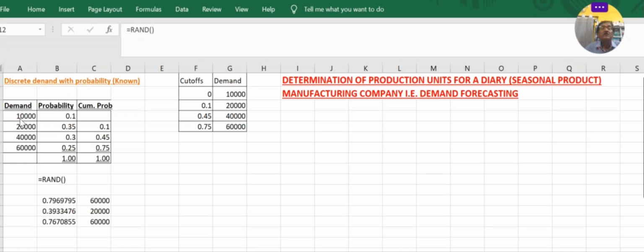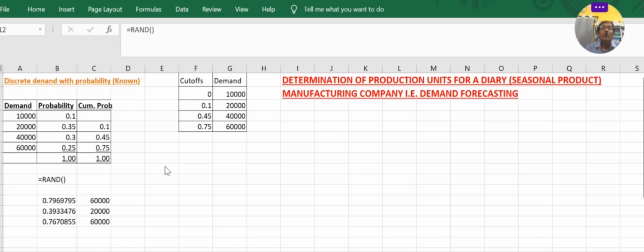It is drawn as the demand for 10,000 units is 0.1. Probability with demand is known. For 20,000 units of dairy, the demand probability is 0.35. For 40,000 units, it is 0.35. And for 60,000 units, it is 0.25. The sum total of the probability is 1.